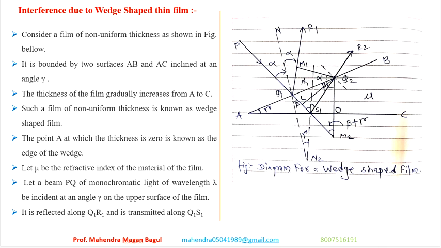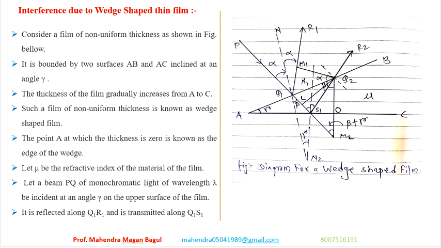Hello friends, today we discuss interference due to a wedge-shaped thin film. First of all, what is a wedge-shaped thin film? A wedge-shaped thin film means that at the origin the thickness is nearly equal to 0, and as the rays go, the thickness also increases. Now in this topic we have to calculate the path difference of the ray travel.